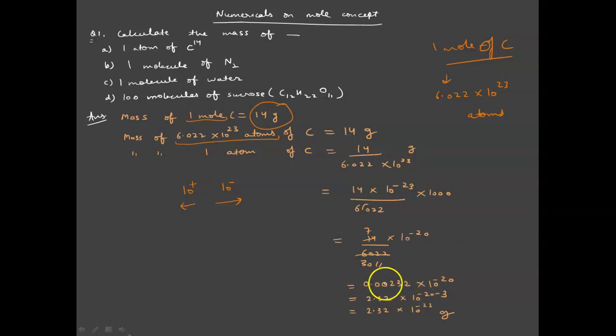So here we have 0.00232. The decimal must come after one number, that is 2.32. So to make 2.32, we have to move the decimal toward the right. So we have to subtract. Remember this. Count in between: 1, 2, 3. So we will subtract 3. This comes out to be 2.32 into 10 to the power minus 20 minus 3. Finally, 2.32 into 10 to the power minus 23 gram. So this is the answer for the mass of one atom of carbon 14.